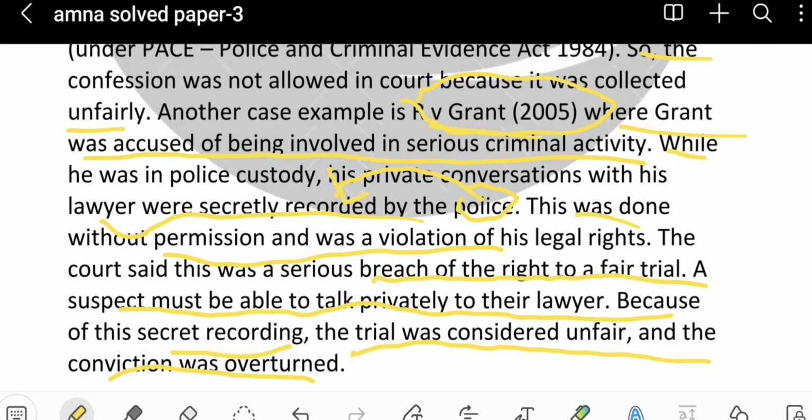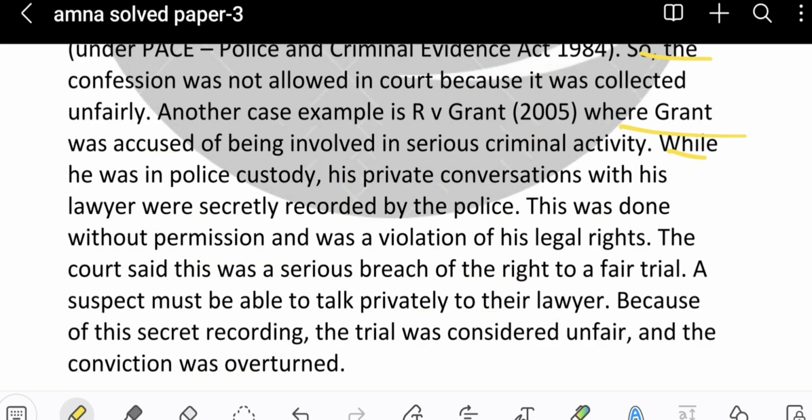So this case is also suitable to add. You will get 1 mark from adding this case. Now I will move on to the next paragraph.